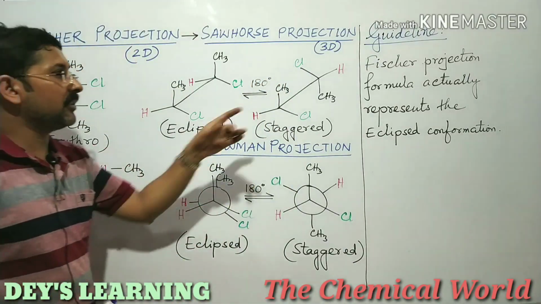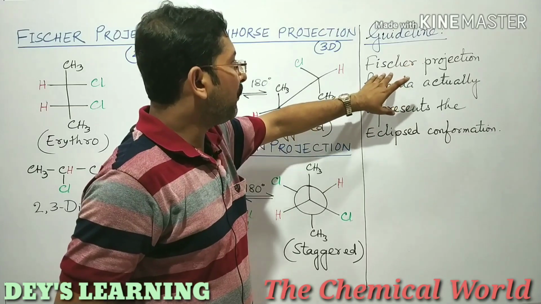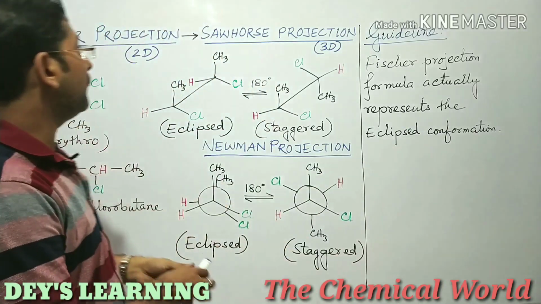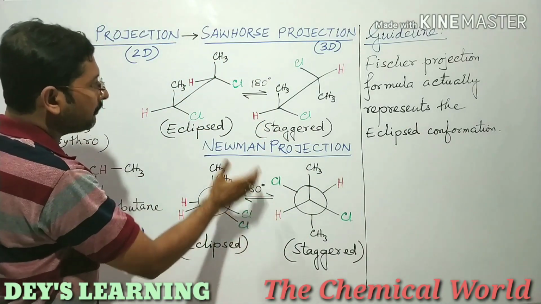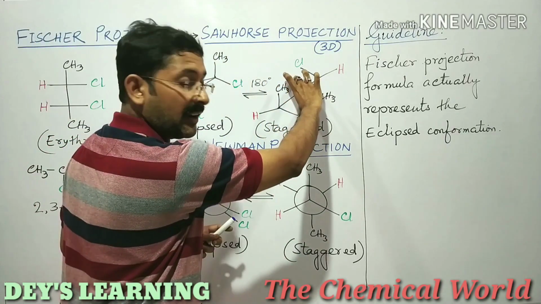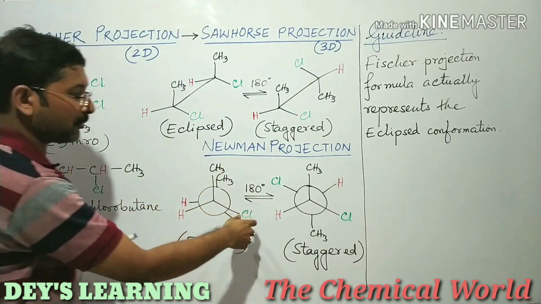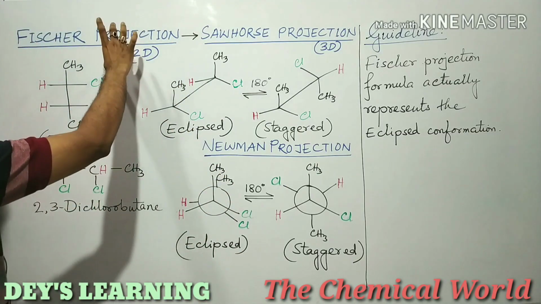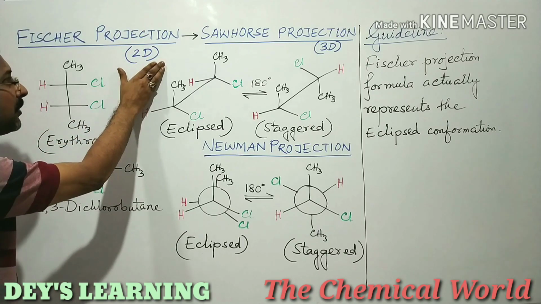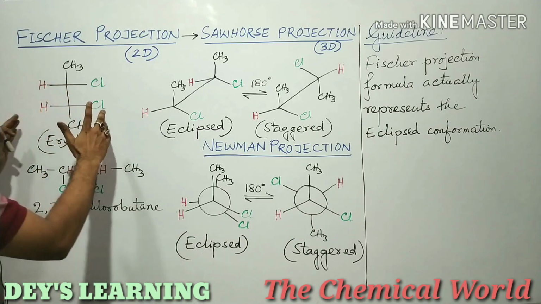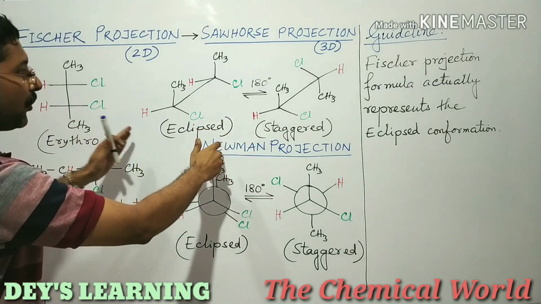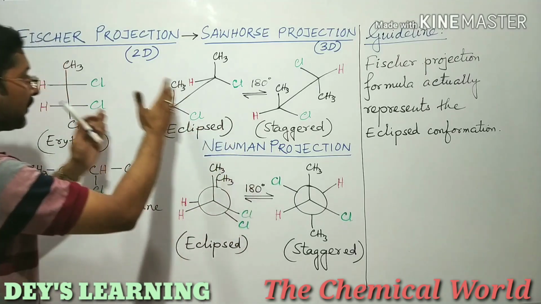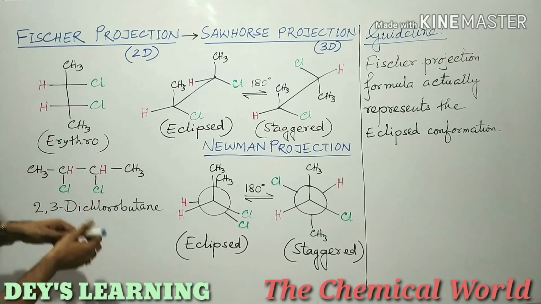There is one guideline, look at here. The guideline is that the Fischer projection formula actually represents the eclipsed conformation. Look at here, there are 2 conformations of Sawhorse and Newman. This one is eclipsed, this one is staggered, and in Newman this one is eclipsed, this one is staggered. But Fischer projection formula, we have learned, is a 2-dimensional representation. So it actually represents the eclipsed conformation, that is, this form is represented by this one.